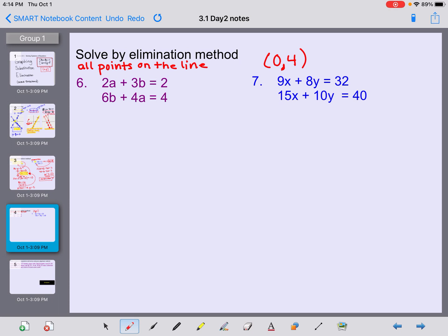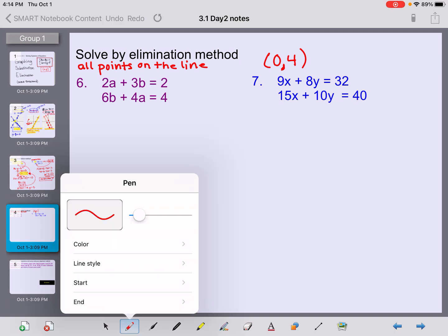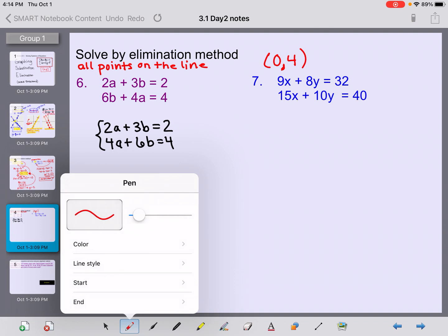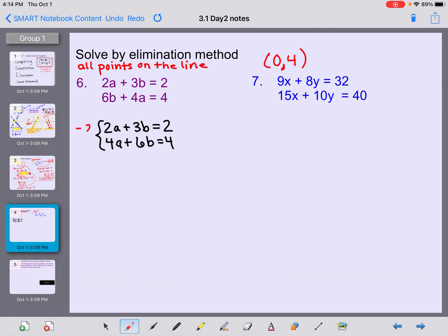All right, so elimination method, our goal is to eliminate a variable, hence the name elimination method. So the first thing you would do is line up your variables vertically. So I'm just going to switch the order of that second equation so that the A's and B's are lining up vertically. And then what you want to do is multiply one or both equations by a number so that when you distribute that, either the A's or the B's will cancel.